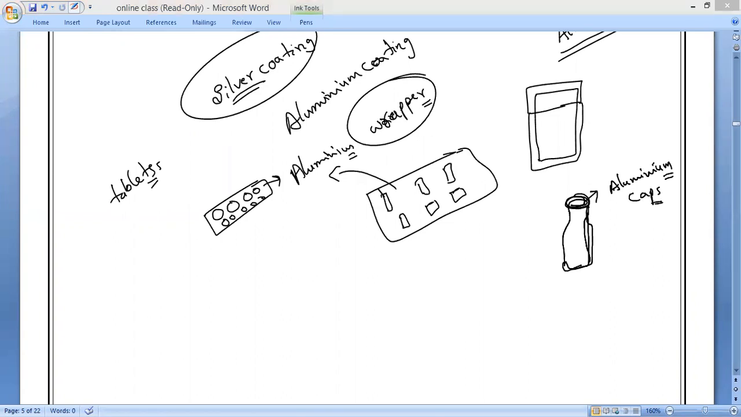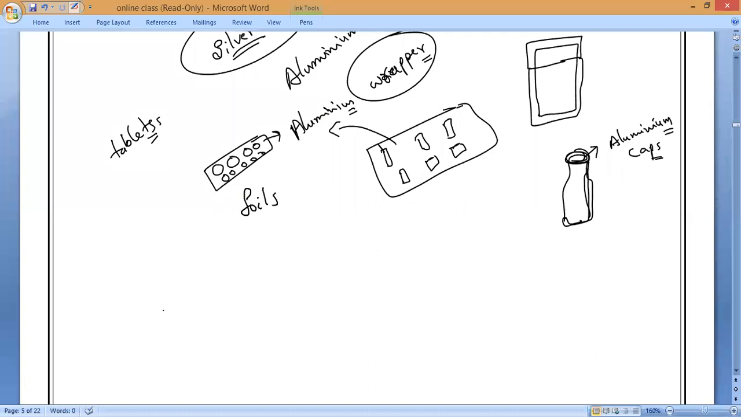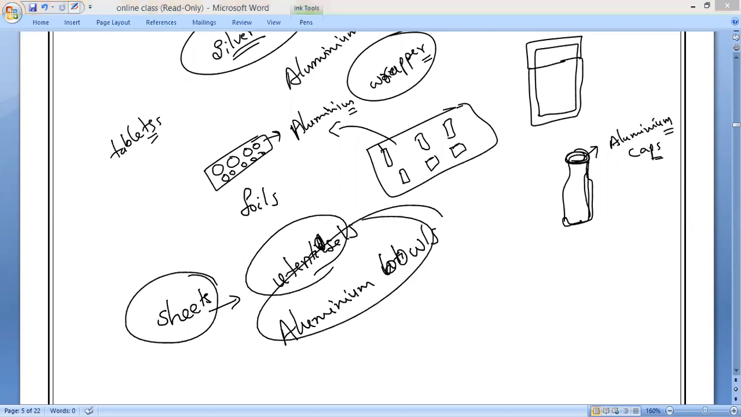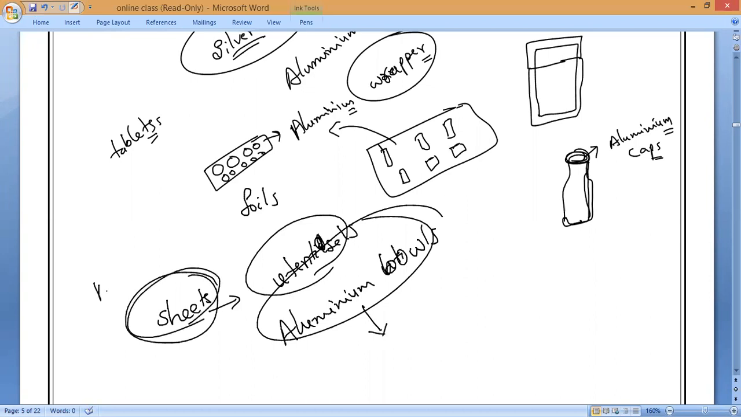And aluminum sheets, not aluminum foils. Now, aluminum sheets. In our home, you have cooking utensils. Do you have utensils? Please respond. Girls? Yes, sir. We use aluminum utensils a lot. Is there any house without aluminum bowls? Are you all using aluminum bowls for cooking purposes and all? So that is not aluminum foil. What is that? Aluminum sheets. Understand? So aluminum sheets, we use for cooking utensils.